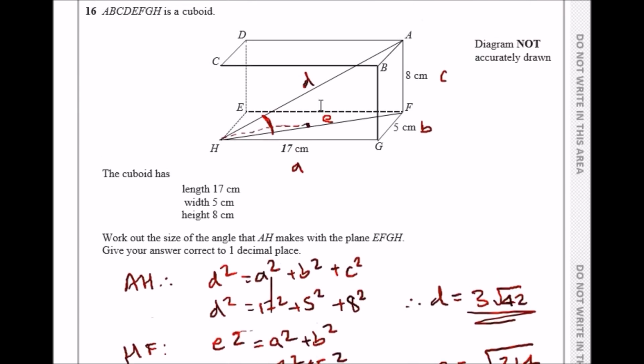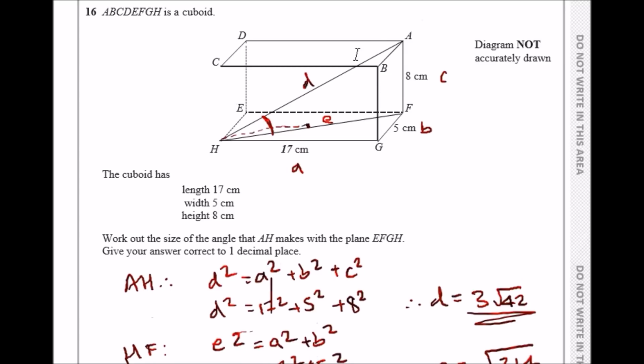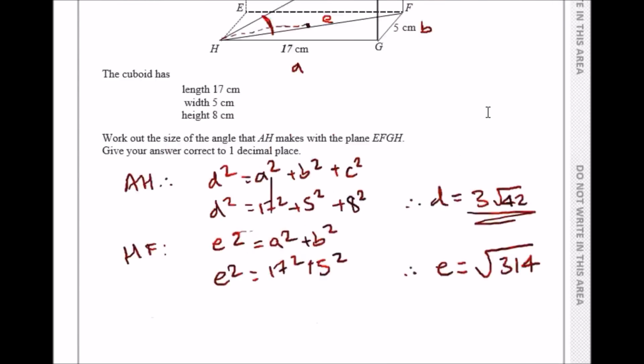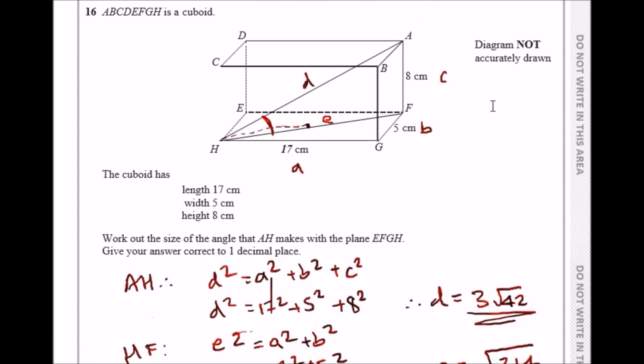Now, what do we do? So now we've done this, so now we can start labeling. We've got the length of D, the length of E, and we know the length of C is 8. So now we have to use the cosine rule. Okay, so this is the tricky part.